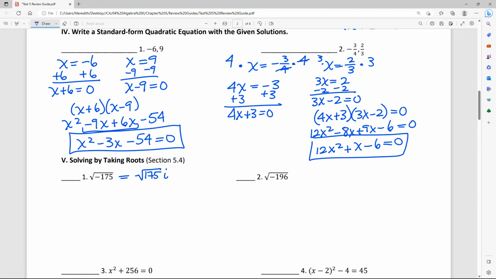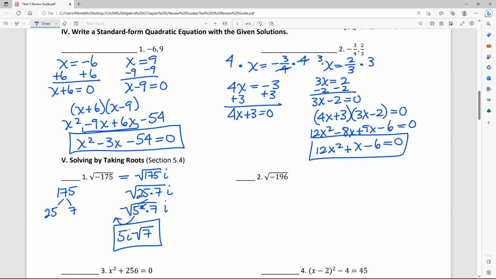Now we need to simplify inside. Now I know that 25 goes into 175. 25 is a perfect square, which is what I'm looking for. So let's see, there's 4 in 100, 5, 6, 7. And 7's prime, can't do anything else with that. So I know that this is the square root of 25 times 7. 25 is 5 squared. So this cancels out. Only the 7 stays inside the square root. The 5 can come out. Make sure the i stays with it. And we have 5i square root of 7. We're done.